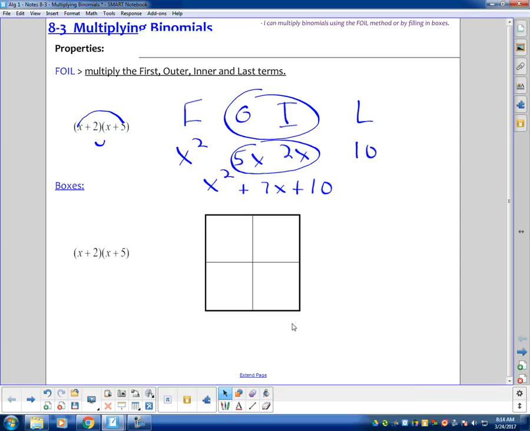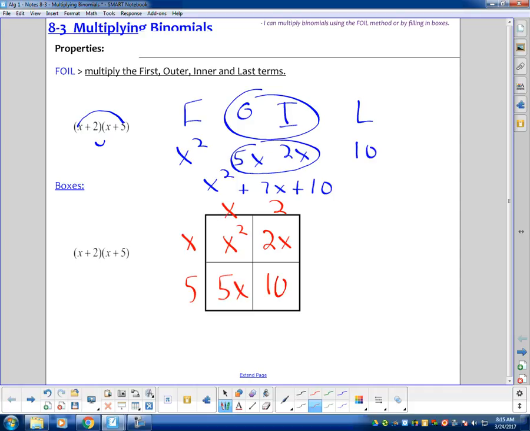All right. Next one here, we've got another way of doing this. Just a visual pattern. It's kind of like a Punnett square in biology. We've got this square grid. We can place one of the binomials with its signs along the top and another one along the side here. And then do the same process. Be sure to multiply each row times each column. So x times x is x squared. X times 2 is 2x. X times 5 is 5x. And 2 times 5 is 10.